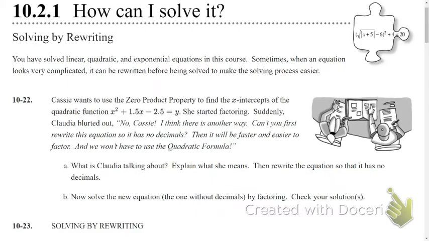Hi everybody, welcome to Chapter 10. You finally made it. This is the very last unit of the year. We're skipping 10.1.1, going straight into 10.2.1.